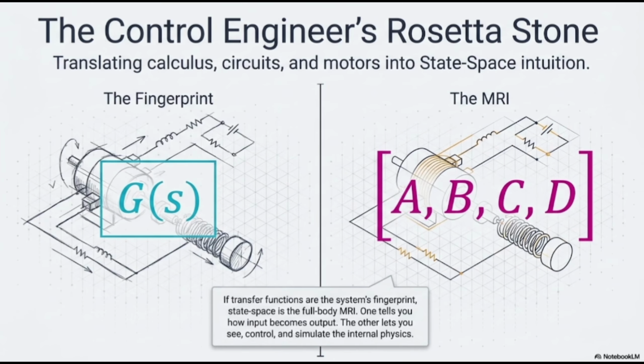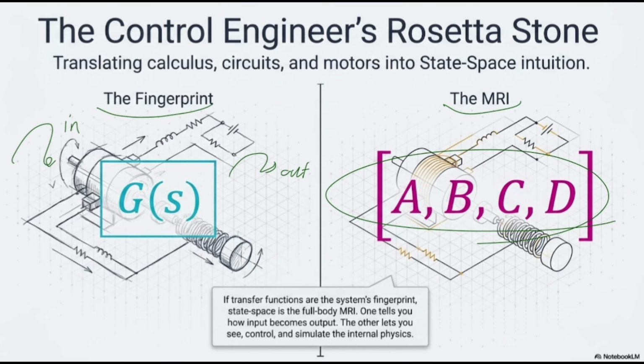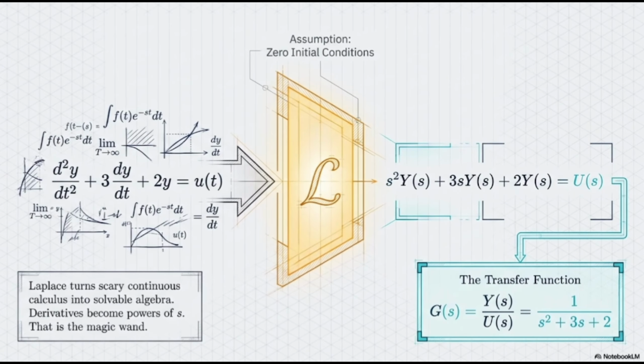As I promised in the control engineering Rosetta Stone, right now we would like to see a little bit of difference between the fingerprint that we know as the transfer function and the MRI. As I told you, the transfer function can help you see the relationship between your input and your output. But at some point you would like to see what is happening inside the whole unit. That's why we are going to use the MRI, or the state space intuition.